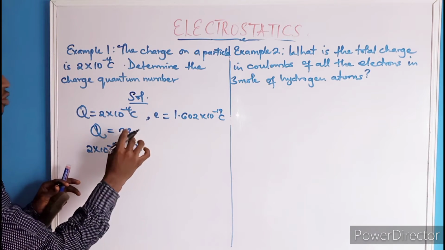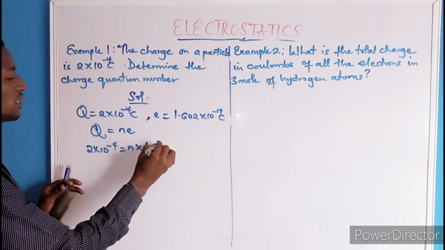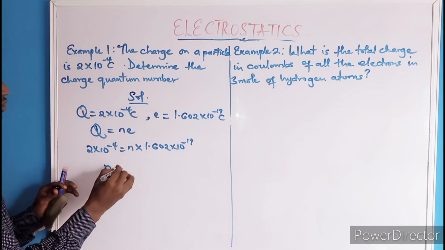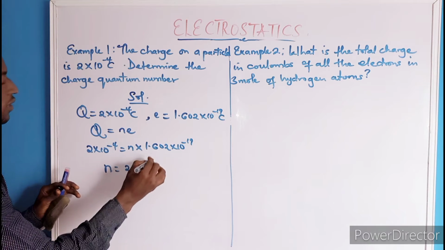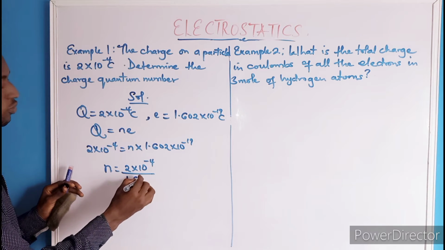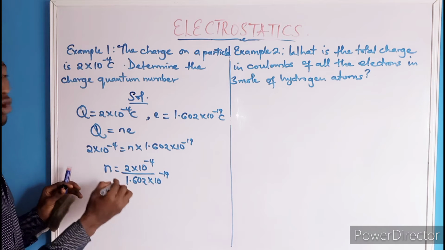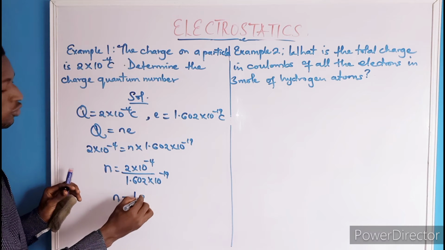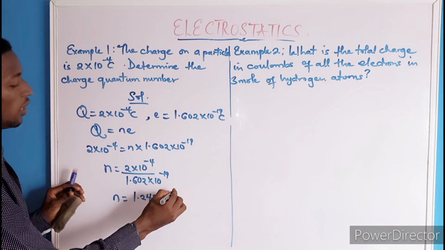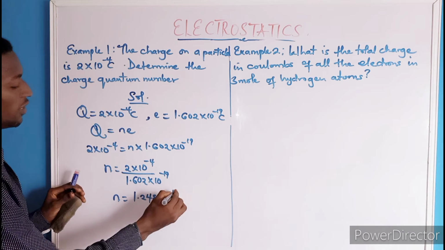The N is what we're looking for, and the charge of electron referred to is 1.602 times 10 raised to the power minus 19. Now, when we make N the subject of formula, we simply have the expression given as 2 times 10 raised to the power minus 4 divided by 1.602 times 10 raised to the power minus 19. And from here, we can get the value of N to be 1.248 times 10 raised to the power 15. That is our value.